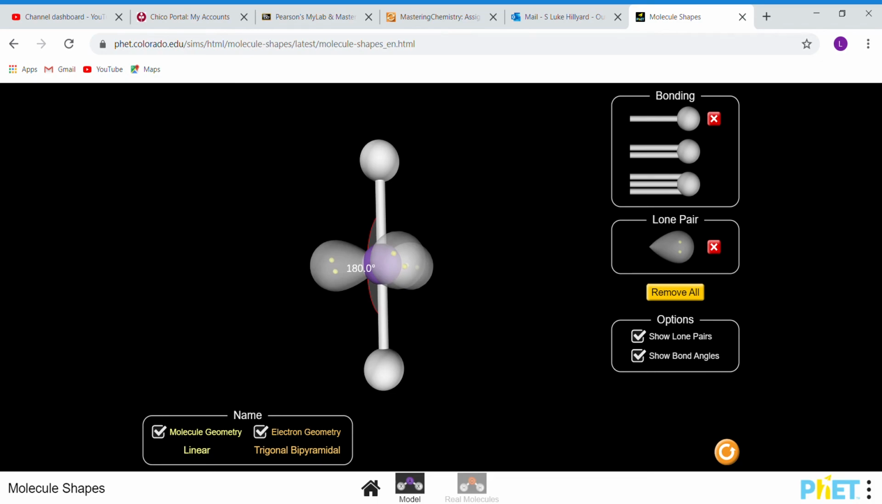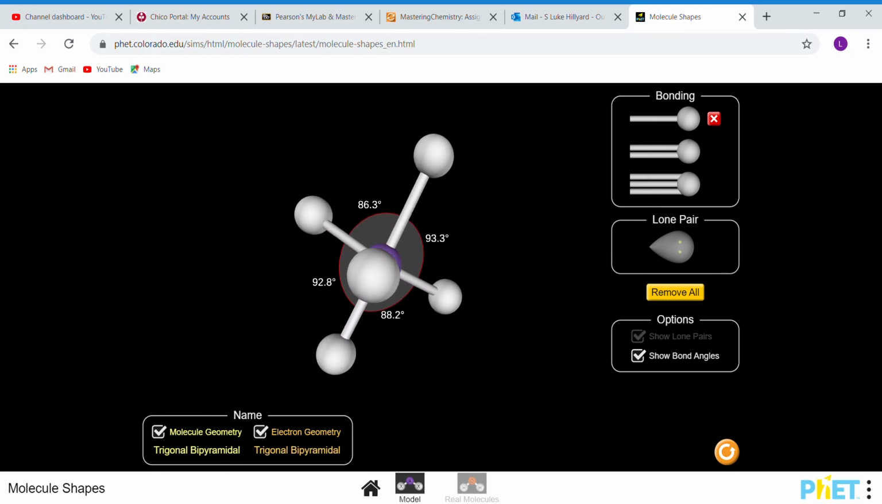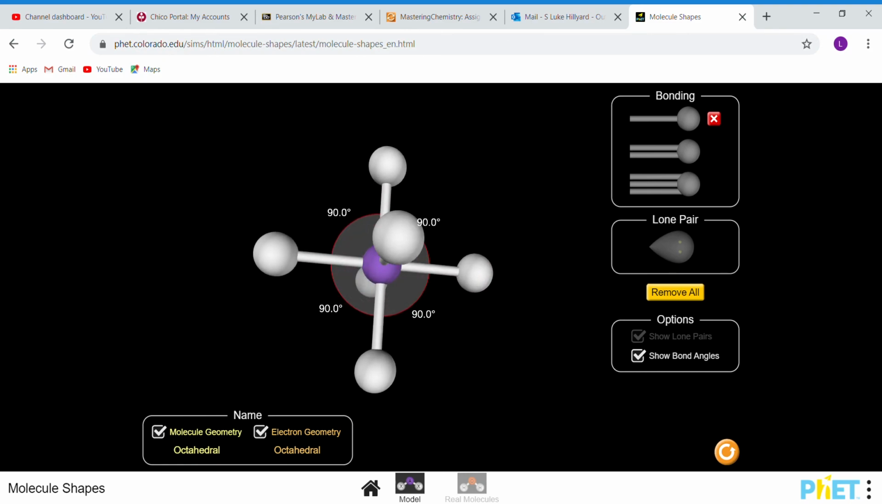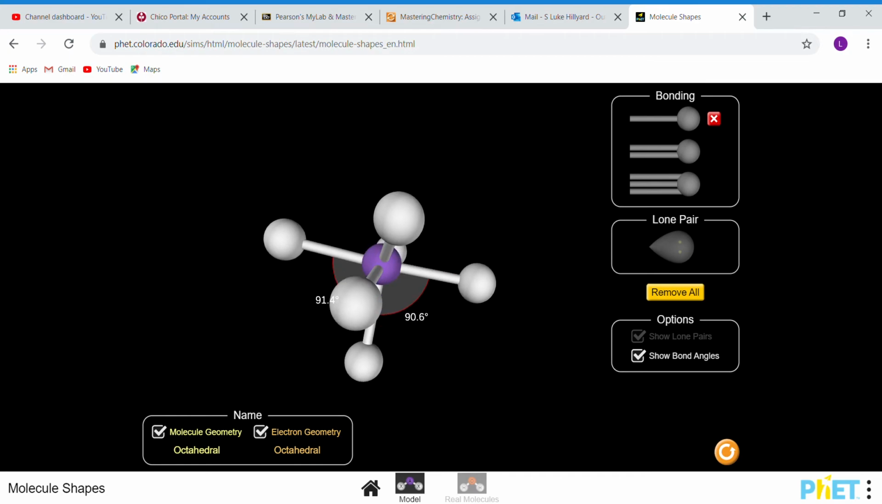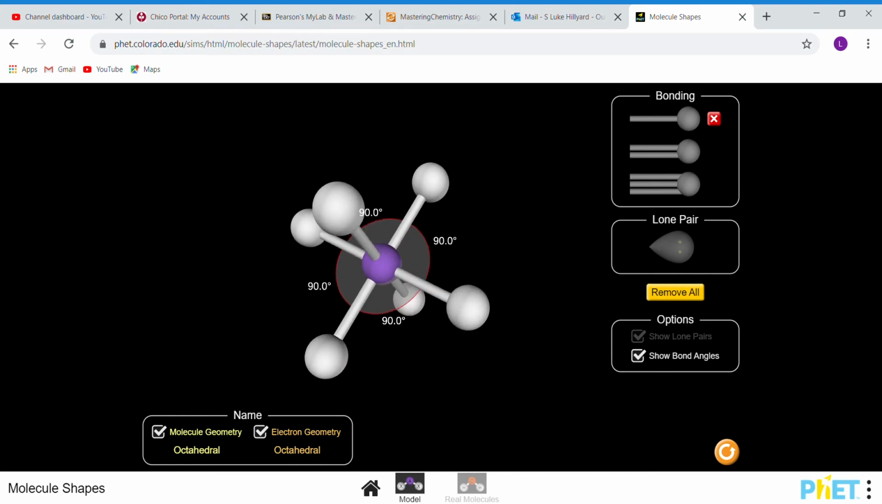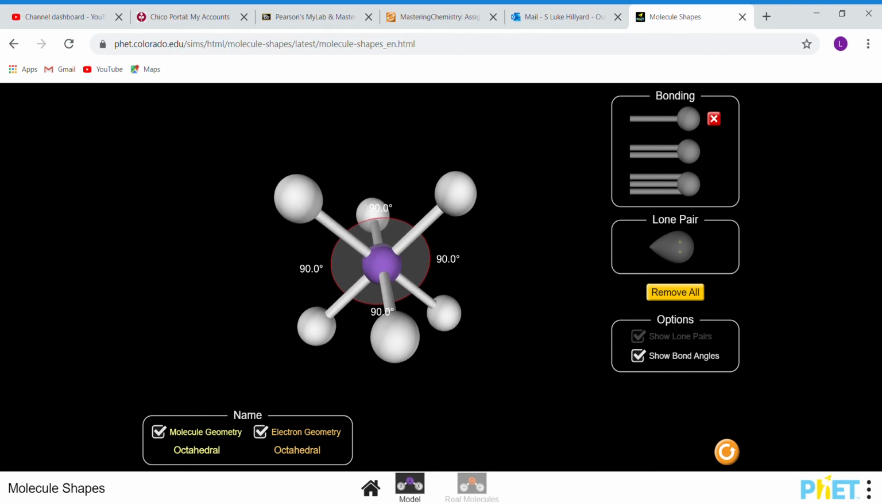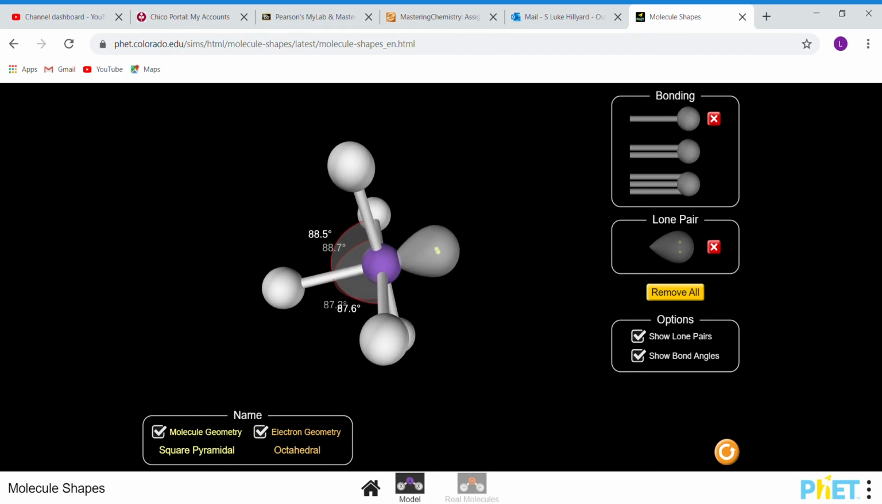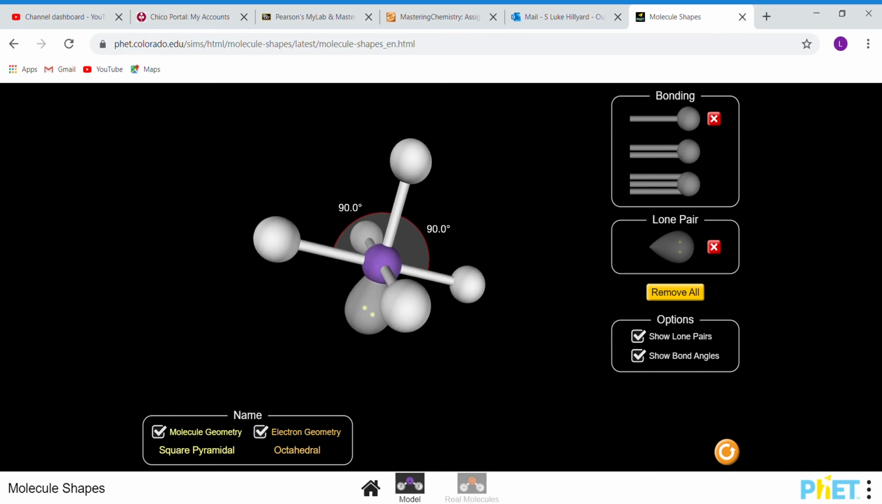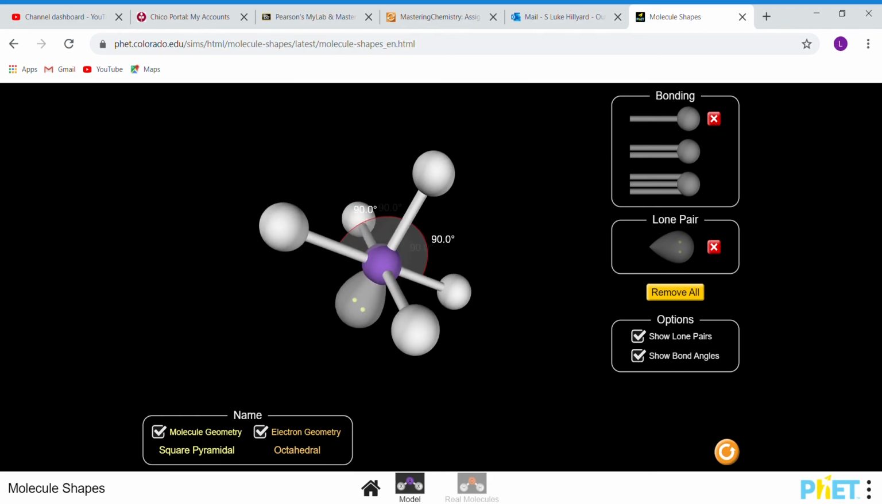Okay, on to octahedral. Remove all these lone pairs. There we go. We have the octahedral electron geometry. Every position is equivalent, does not matter which way we turn this, they're all 90 degrees from each other. Remove an atom, add a lone pair. Now we have this square pyramidal molecular geometry, and hopefully you can see that here.